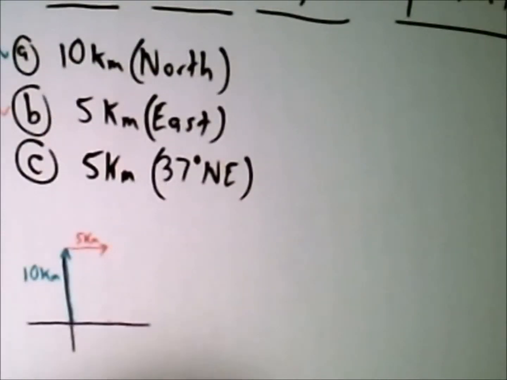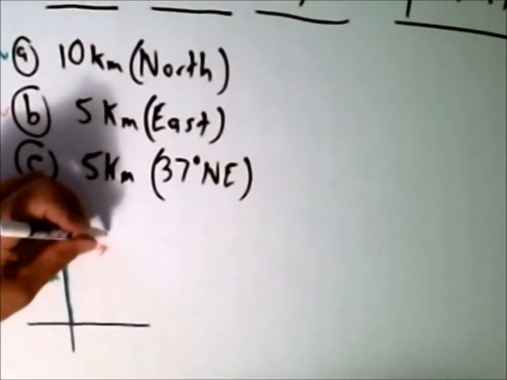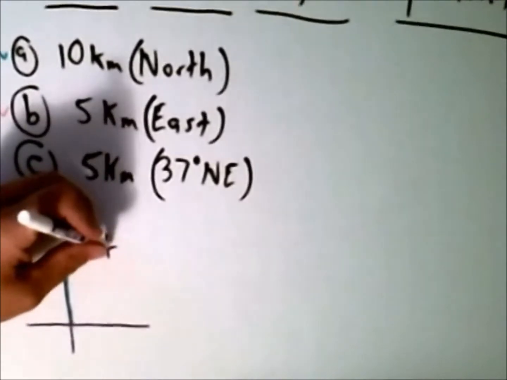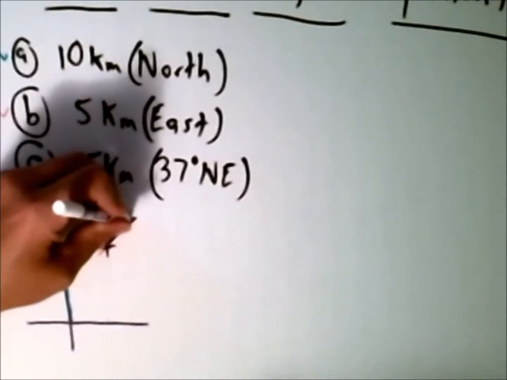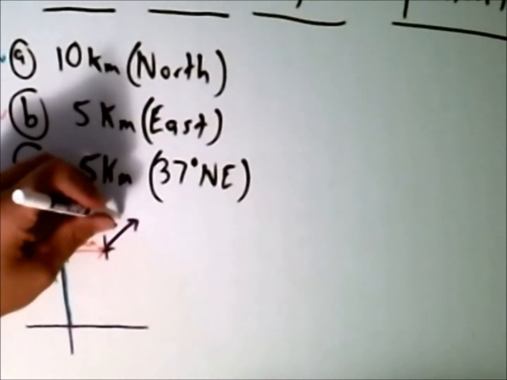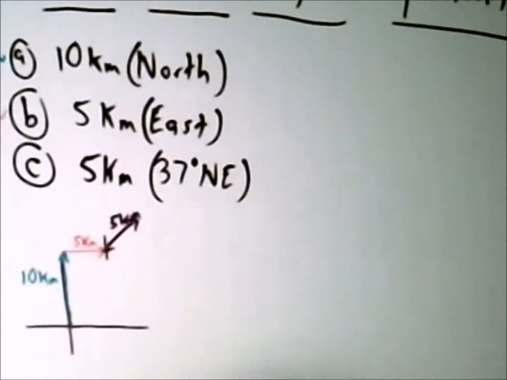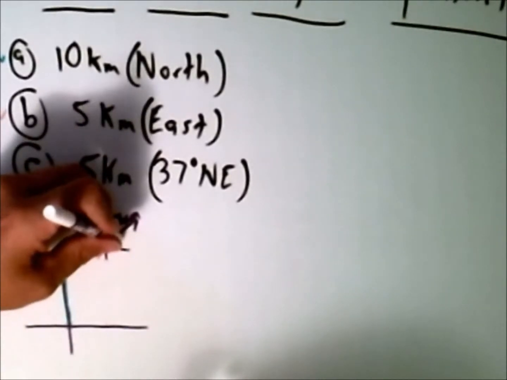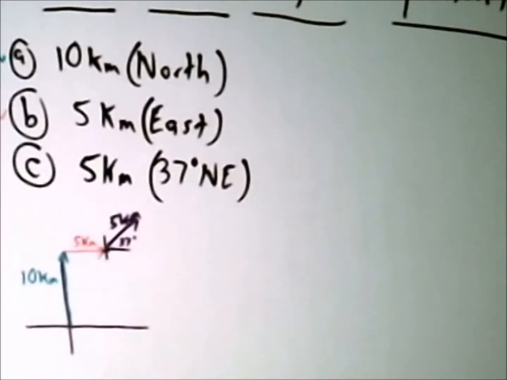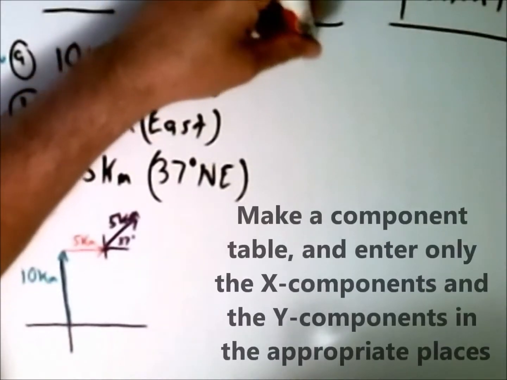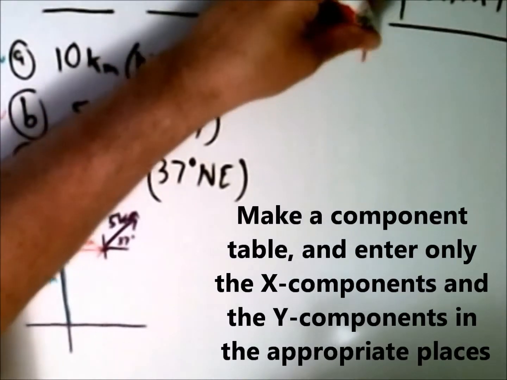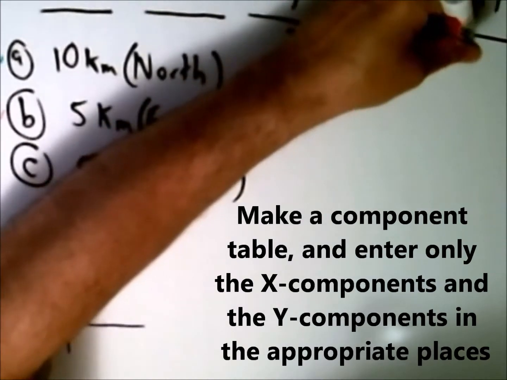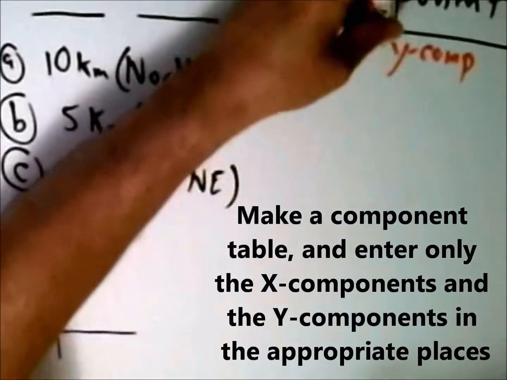And then I'm going to go at an angle of 37 degrees. So right here I can draw the Cartesian coordinates again. And a 37-degree angle may look like this. And that is 5 kilometers here. And this is 37 degrees. So what I could do is try to do this by components. So if I look at my x components and look at my y components, I make a little table.